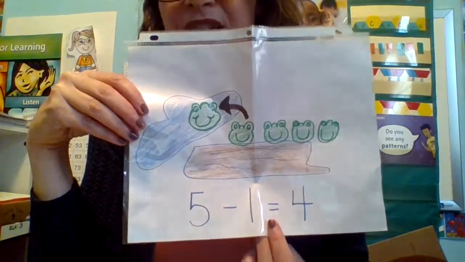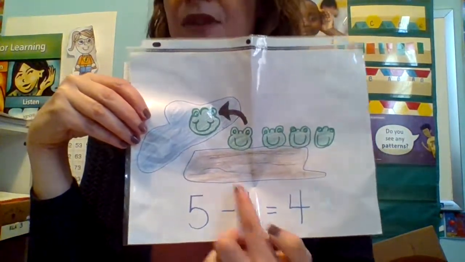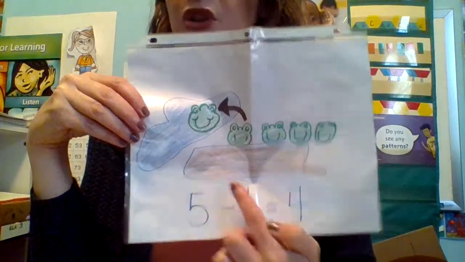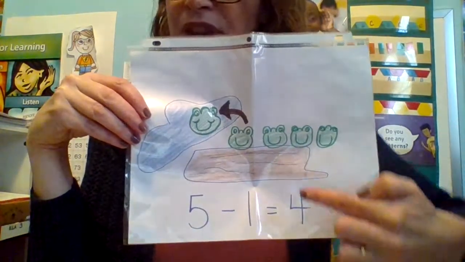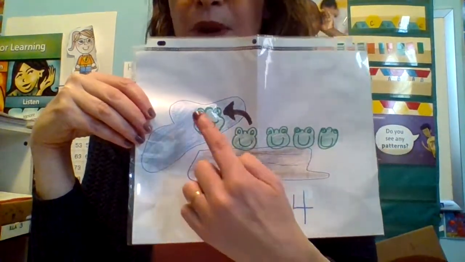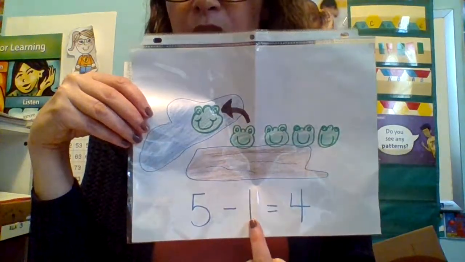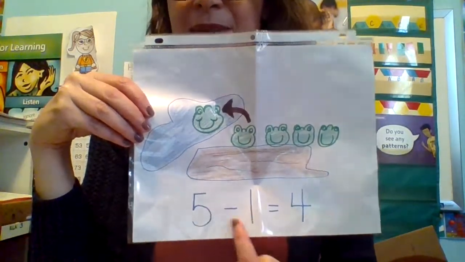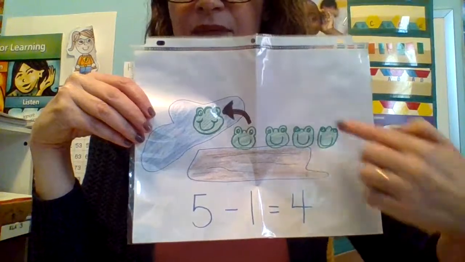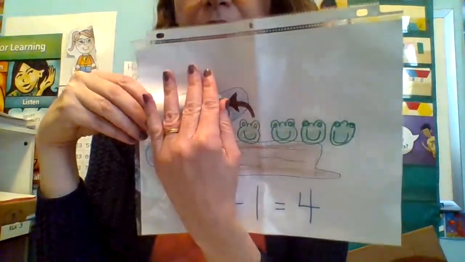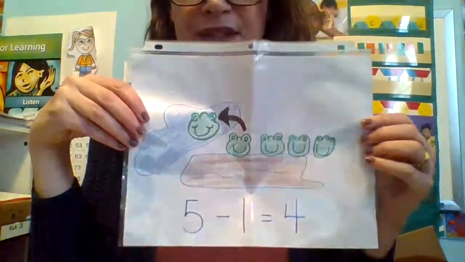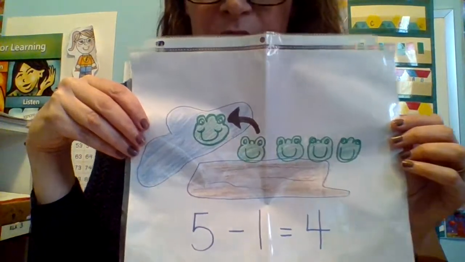Remember, this equal sign means the same as. So everything on this side should mean the same as everything on this side. So if you have 5 and you take 1 away, that's the same as saying 4. Because if you have 5 and you take 1 away, it's 4. So this is subtraction, and we're going to be working on that today.